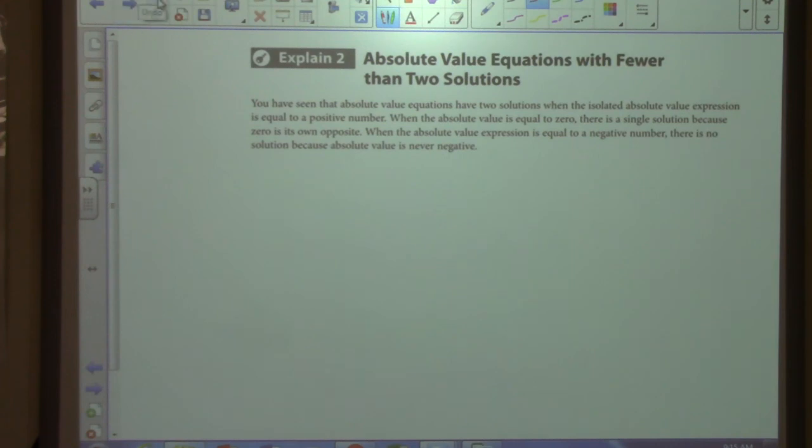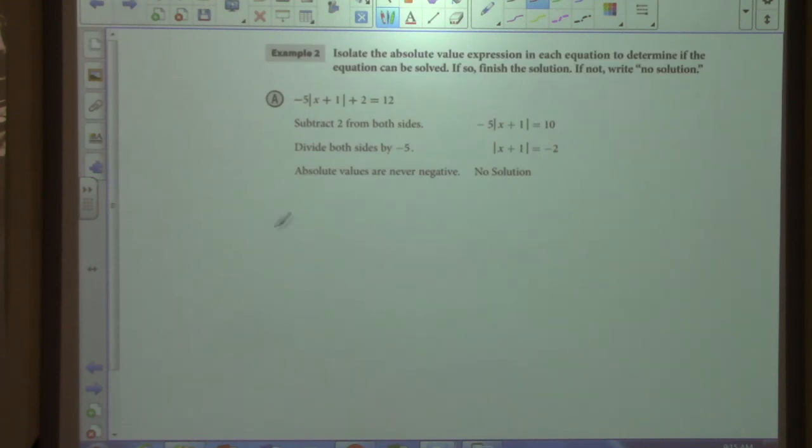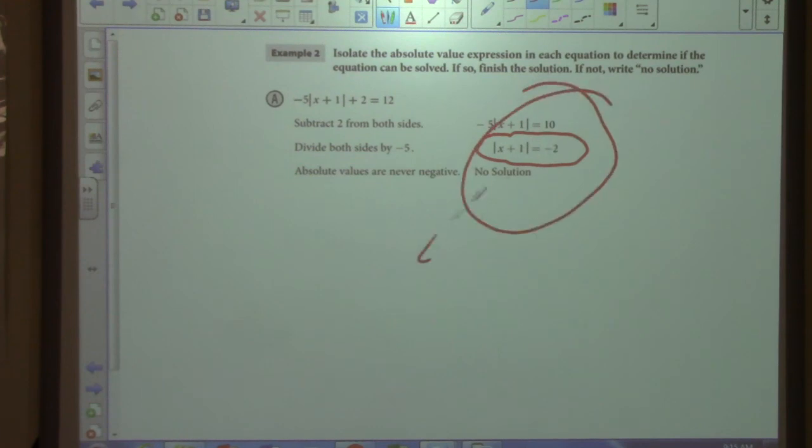Okay, now the last thing we're going to look at today is fewer than 2 solutions, and we've conceptually talked about that earlier, right? We know that that's going to be a possibility for us, and so we're giving an example. What happens whenever you arrive at a situation where you have an absolute value of something equals a negative number? That's dun dun dun, no solution, right? Yep. Because can you have the absolute value of anything equal a negative number? No. So that's by definition no solution.